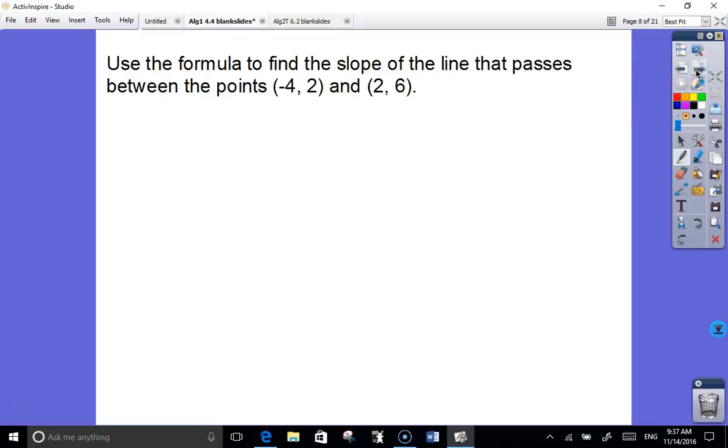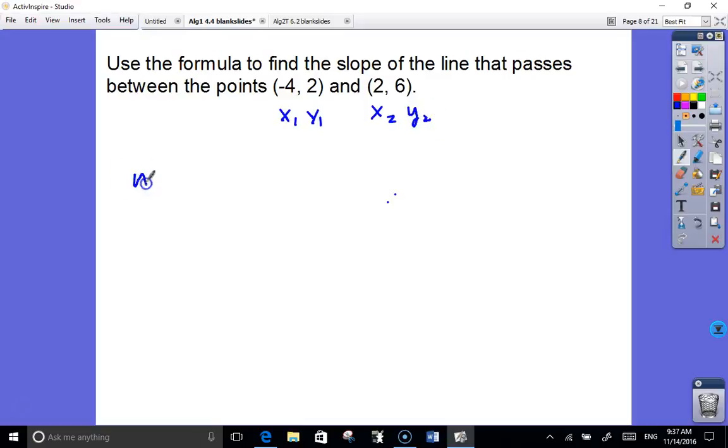Okay, so now we're going to use the formula to find the slope of the line that passes through the points -4, 2, and 2, 6. We need to say which one of these points is the first point and which one is the second. Most of the time you're just going to say the first one is this one. So this is x1, y1. This is x2, y2.